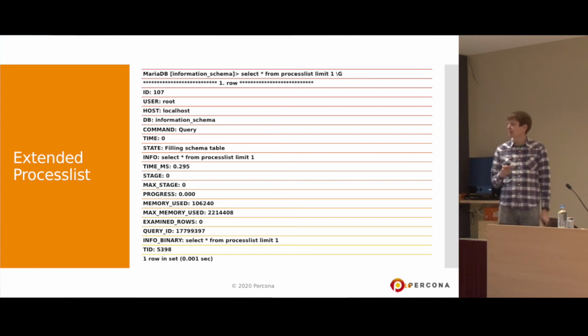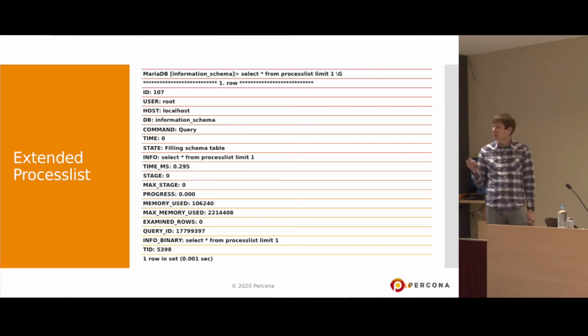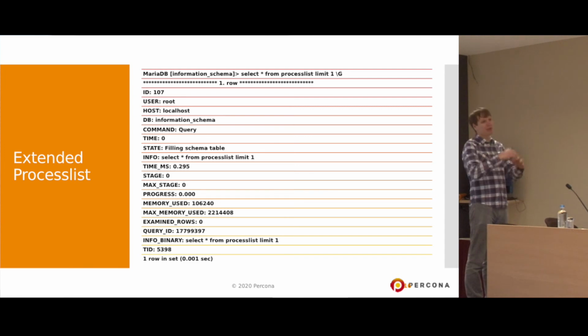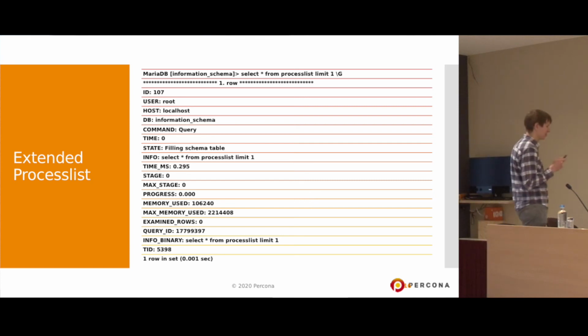MariaDB has extended process list, which is available in the information schema table. And I think what is very cool and practical in the process list is that you can see the progress report here. You can also see the amount of memory and max memory used, which is often very, very helpful, right? Often you can see some very tiny folks asking, okay, what the hell is using a lot of memory? You can see that very easily and simply in MariaDB as well.